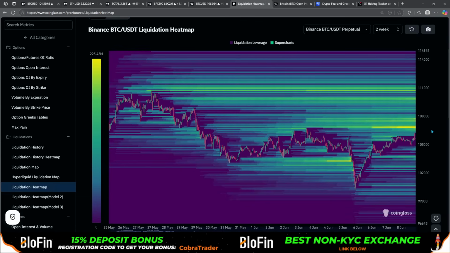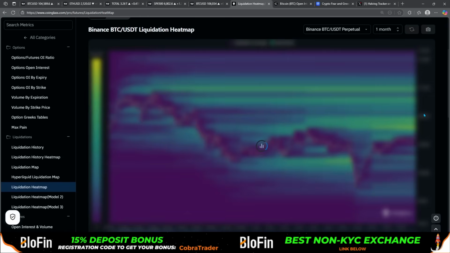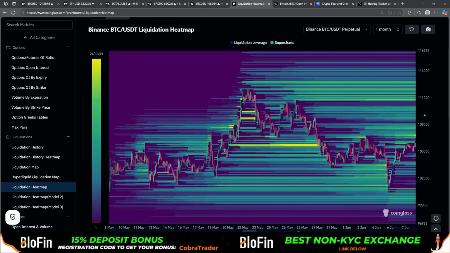Also, as we've been speaking about, if we take a look at the liquidation heat map, there's very little liquidity below us. We swept a lot of liquidity here when we wicked down. And right now it keeps building liquidity above us. We can also zoom out here on the 1 month chart. It looks to me like the path of least resistance is to the upside.